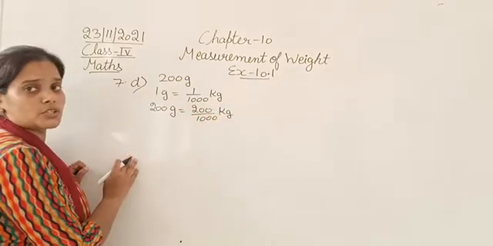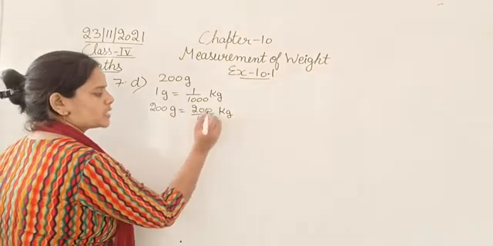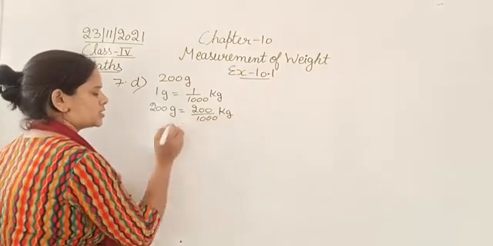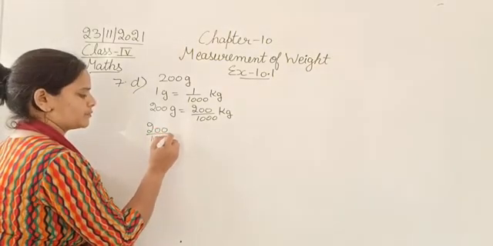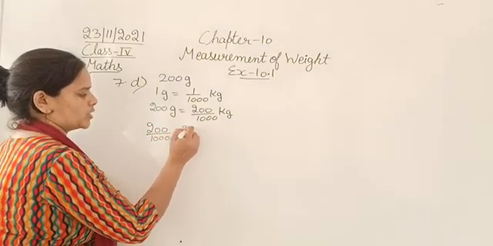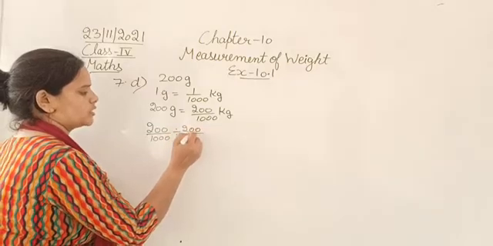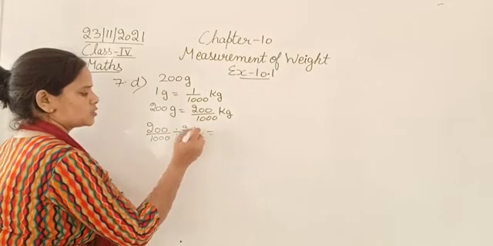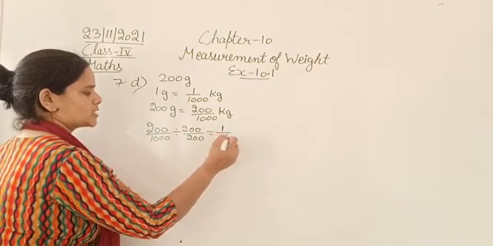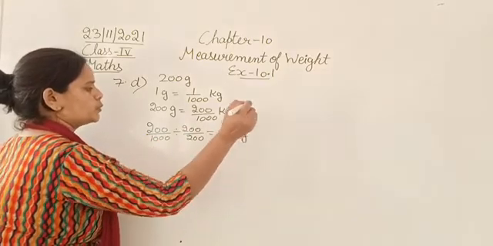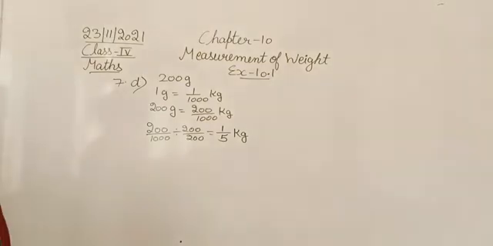So let's convert it into its lowest term. चाहो तो आप यहाँ पर भी इसको cancel कर सकते हो. Okay, you can cancel it. So 200 upon 1000 divided by 200. दोनों को 200 से डिवाइड करिए. So 200 divided by 200 will be 1. 1000 divided by 200, that is 5. So after converting into its lowest term, we got 1 upon 5 kg.